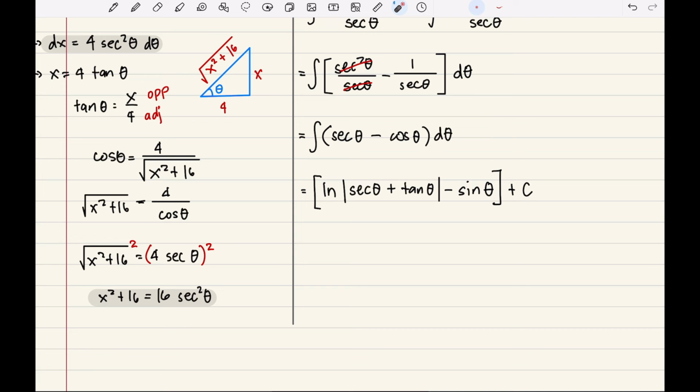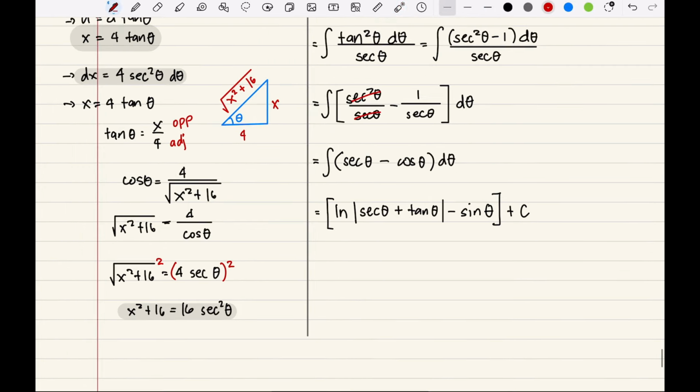Kailangan pa natin siya i-transform into an equation in terms of x. So we will find an equation for secant theta, tangent theta, and sine theta. So meron na tayong mga nakuha kanina. Balik tayo dun sa ating mga transformation. We have a corresponding value for tangent theta. Meron tayong tangent theta dito. Ang kailangan natin is secant theta tsaka sine theta.